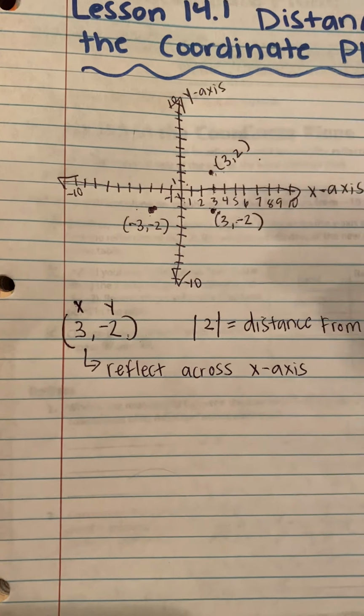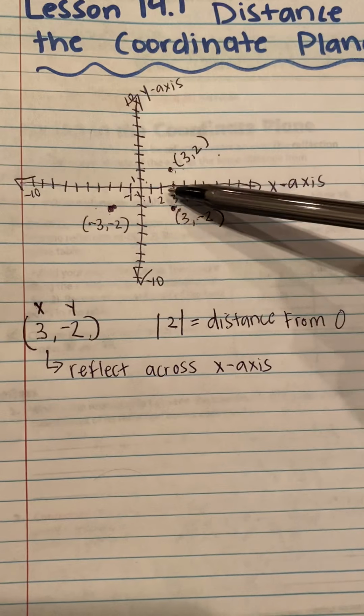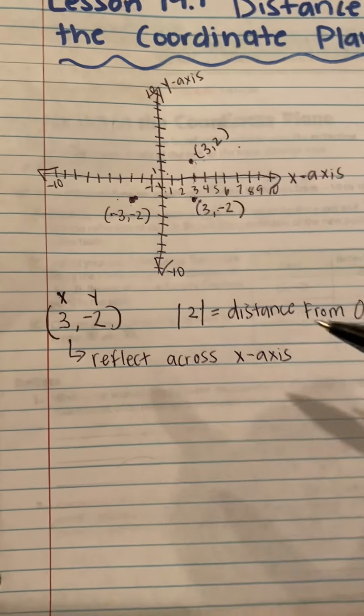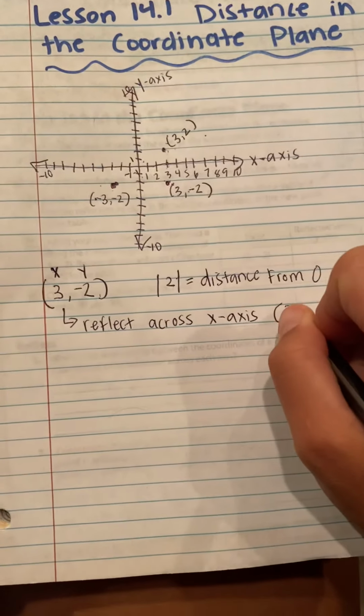Boom, like I were to fold this paper in half. And we're still at 3, but now we're at 2. So our point is 3, 2.